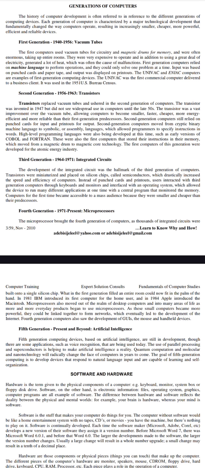The UNIVAC and ENIAC computers are examples of first generation computing devices. The UNIVAC was the first commercial computer delivered to a business client. It was used in the 1951 US Bureau of Census.